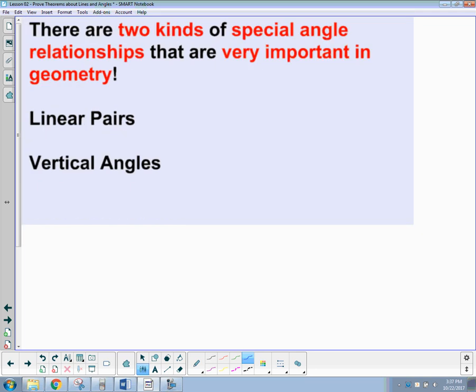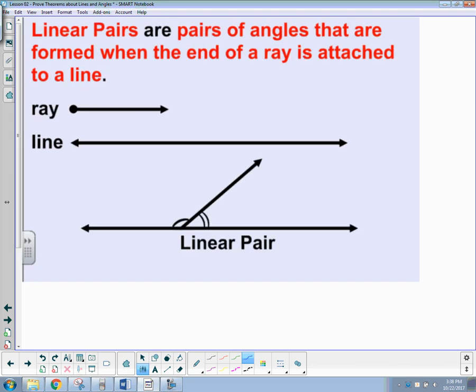First, let's go over some more vocabulary. There are two kinds of special angle relationships that are very important in geometry. Linear pairs and vertical angles. Let's go over the first. Linear pairs are pairs of angles that are formed when the end of a ray is attached to the line. So here's a ray, here's a line, stuck them together, and we have a linear pair.